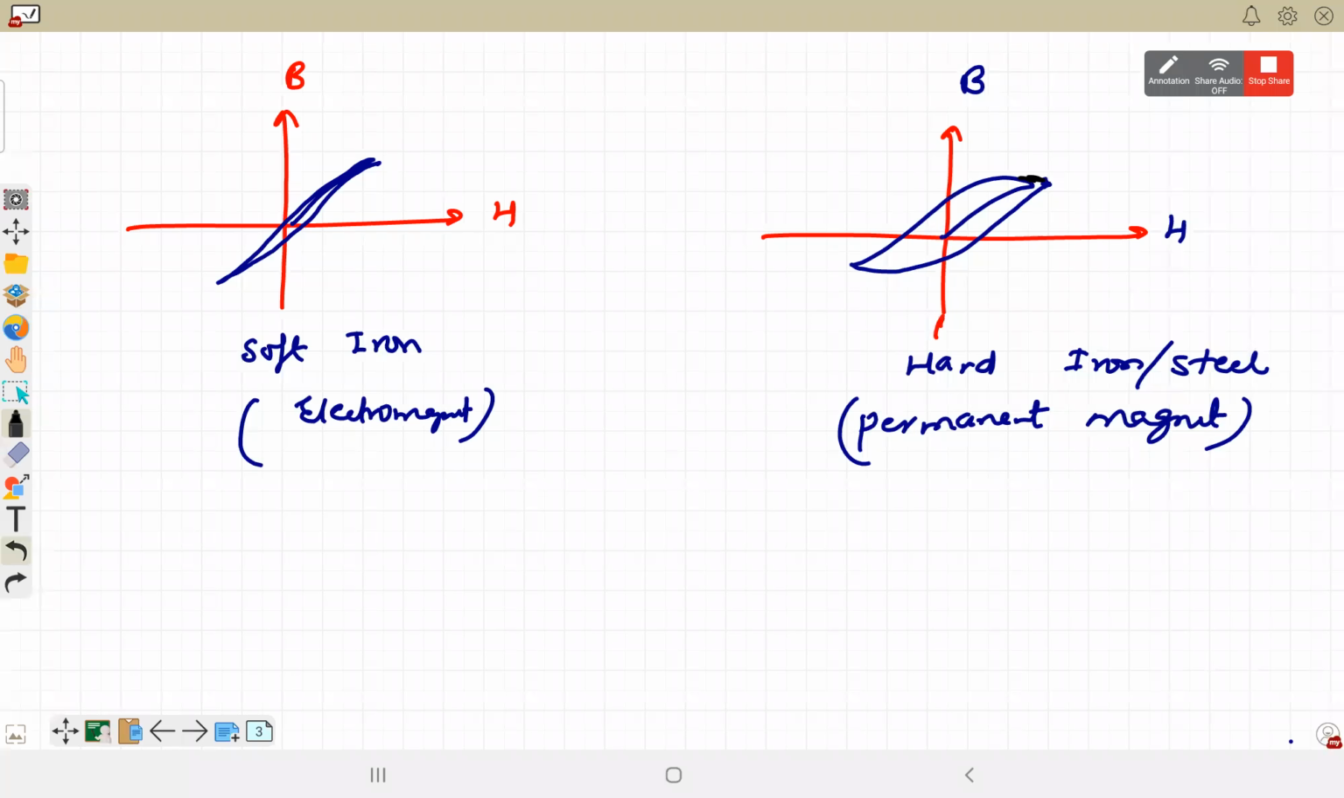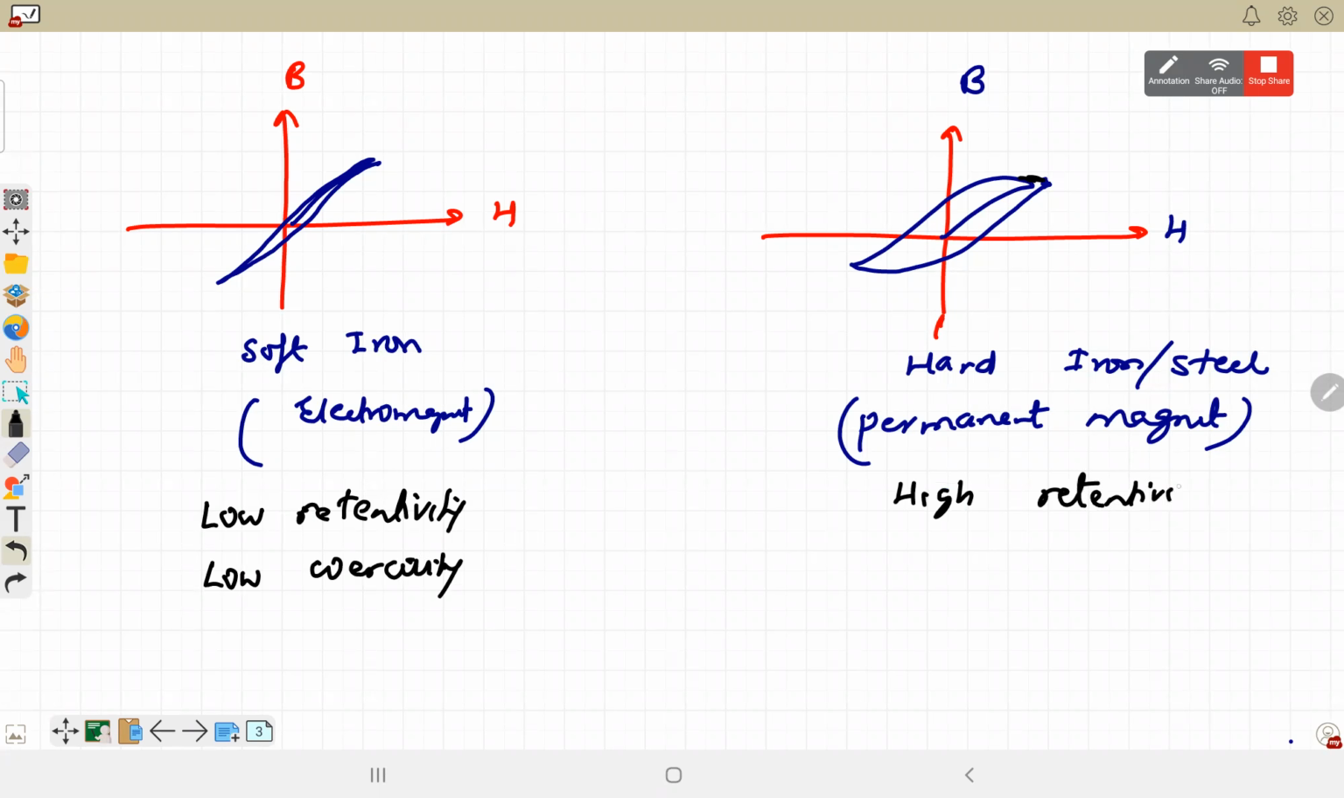So hard iron or steel already has some other elements, like carbon added to iron or chromium added to iron to make a different version of steel, and it is better suited for permanent magnets. So effectively the property that is desirable for an electromagnet is low retentivity and low coercivity. For a permanent magnet, it should have high retentivity so that it retains most of the magnetic field, and it should have high coercivity as well. Why high coercivity? Otherwise, any small magnetic field present nearby will cause demagnetization of this permanent magnet, and its magnetic behavior will be lost.